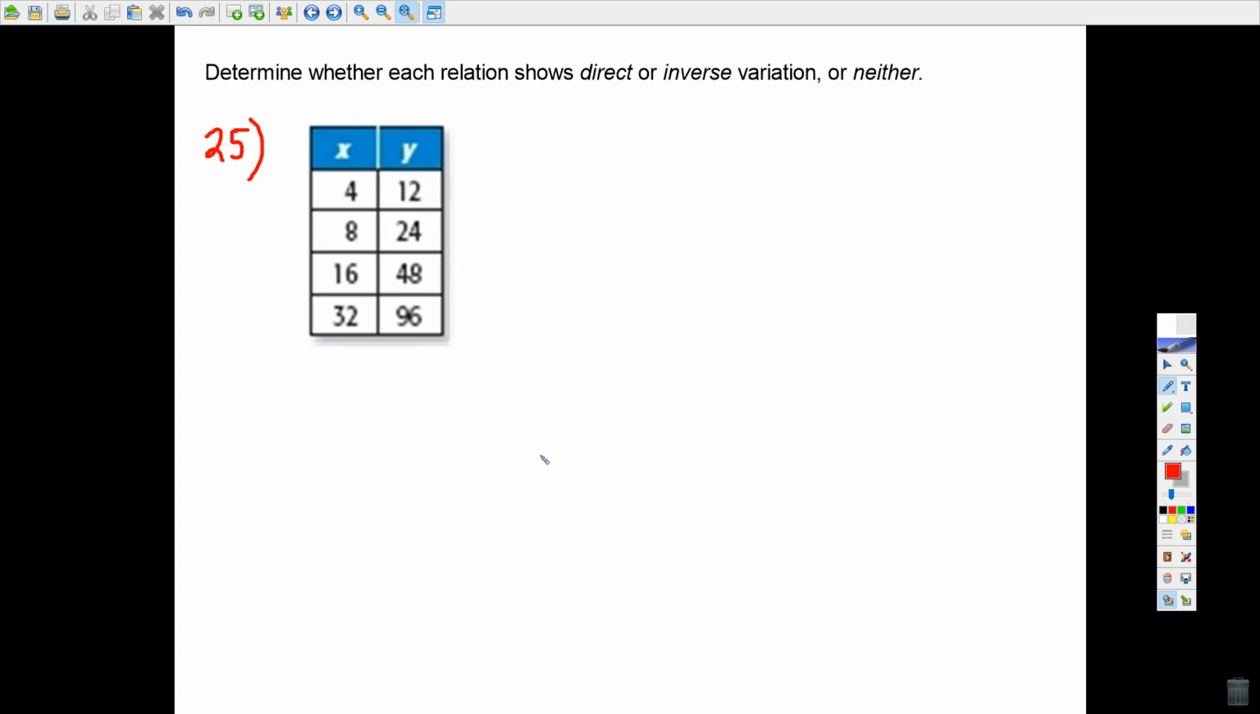I did talk about direct inverse variation and what they look like. So let me just do number 25, and then hopefully you'll be able to do 26 and 27. Just a quick review. Direct variation means y equals some number k times x, and k is always found by doing y over x. Inverse variation is division, and the way we find k is we multiply. Okay, so keep that in mind.